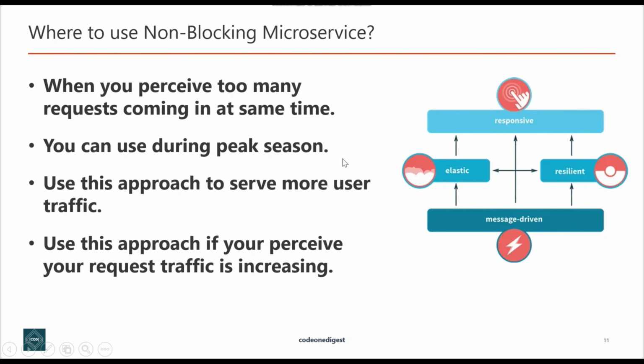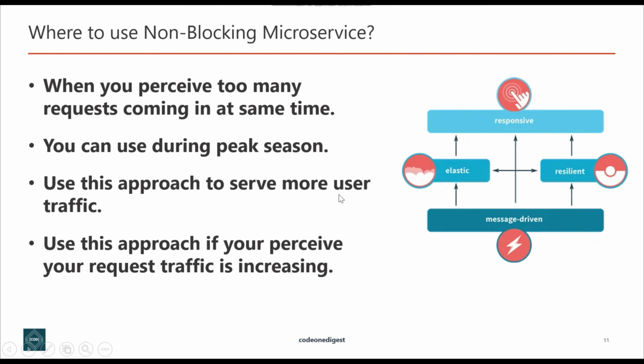Okay, friends. So now let's understand where to use non-blocking microservices. As I said, when you have too many requests coming in at the same time, whenever you are creating an application that is expecting too many requests every minute, every second, that time you should think of implementing non-blocking microservices. You can use it during the peak season when you see there is a rise in requests at a particular festival time, during holiday time. That time you can use these APIs.